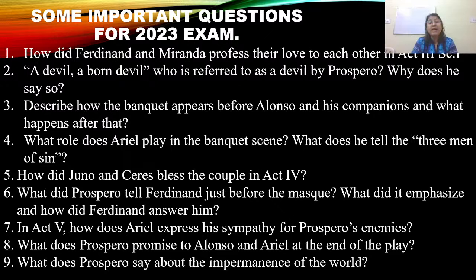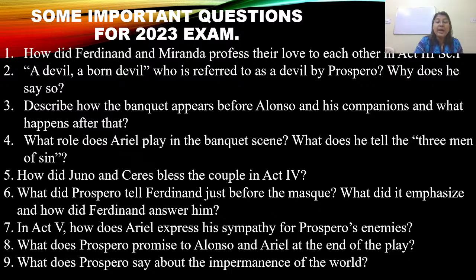Then, what role does Ariel play in the banquet scene? Of course, he plays the role of a harpy. Then you need to give a brief description of what a harpy is. And then, what does he tell the three men of sin? This question is particularly about the prophecy, particularly about Ariel's speech as the harpy. So you need not write anything extra in this.